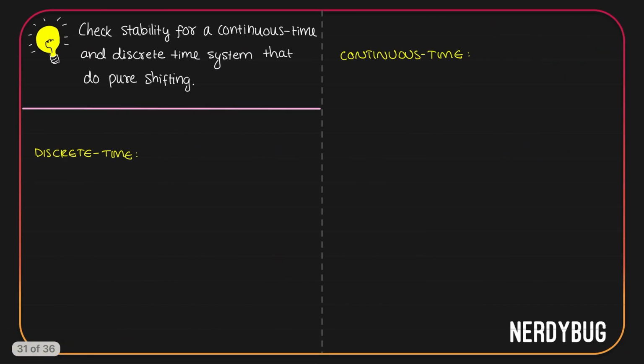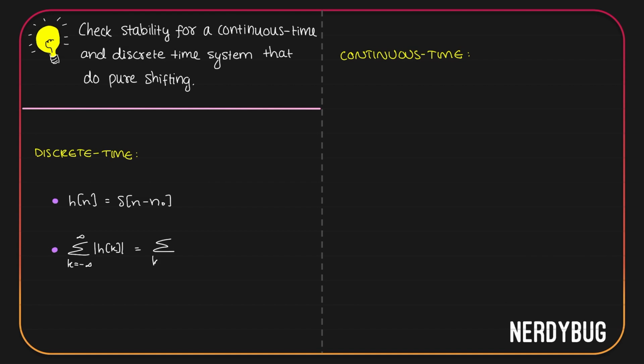Let us now solve a problem. We have to check the stability for a continuous time and a discrete time system that does pure shifting. Let us first consider a discrete time system that does pure shifting. The impulse response of such a system h of n is going to be simply delta of n minus n naught. All it does is shift the input n naught units. To check if the system is stable, we have to check if summation from k equals minus infinity to infinity, magnitude of h of k is finite or not.